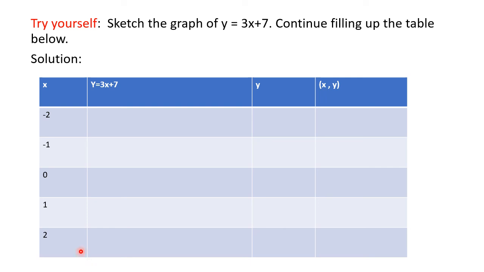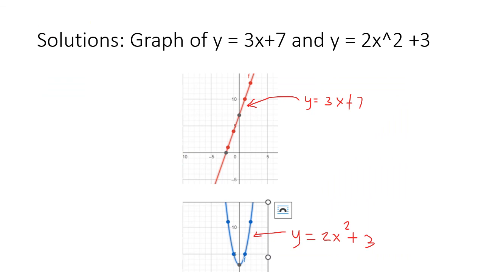So this is the result of those two graphs. Try for yourself y equals 3x plus 7 and y equals x squared plus 3. So this is the result after getting the points, and if you try plotting point by point, the result will be like this one.